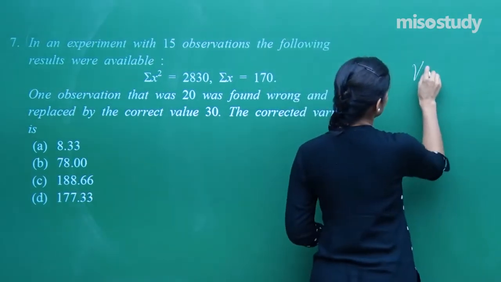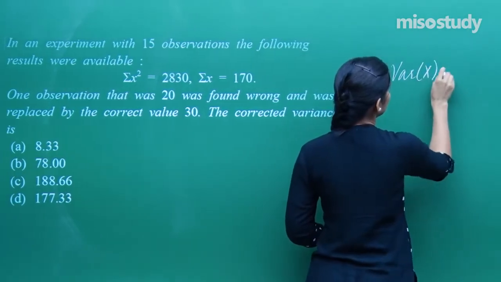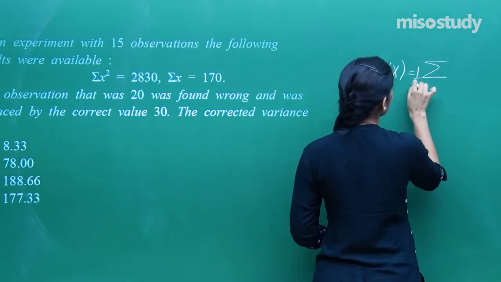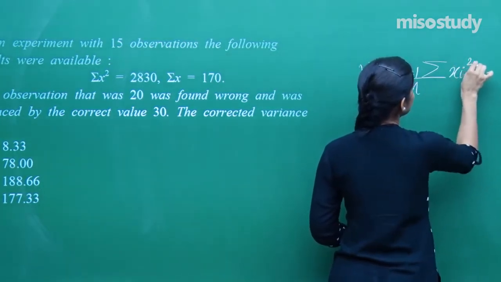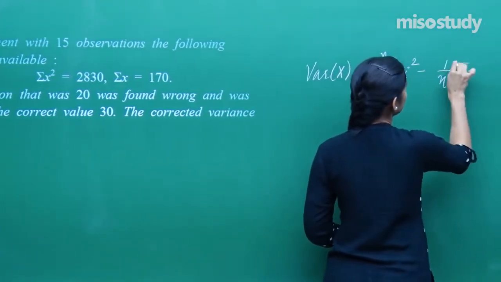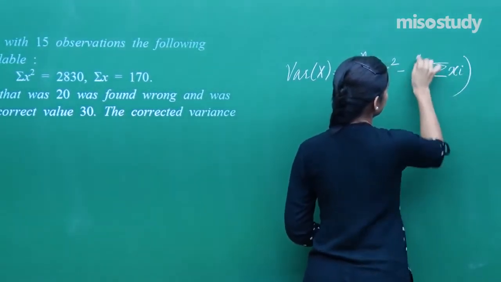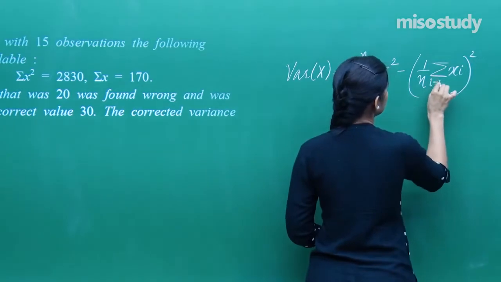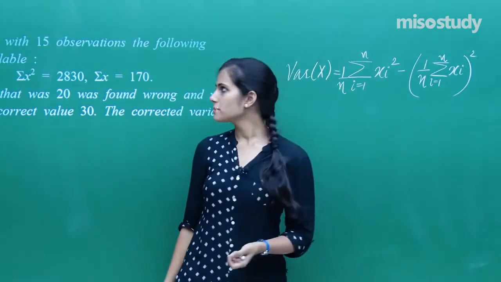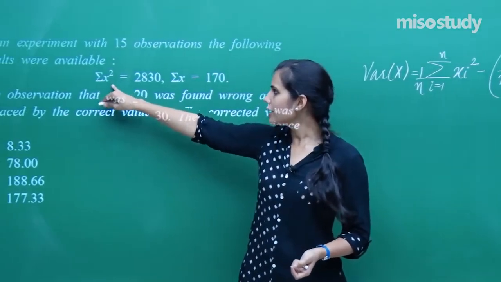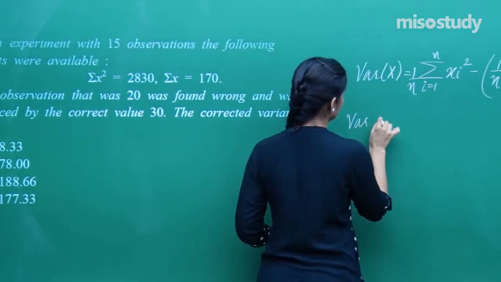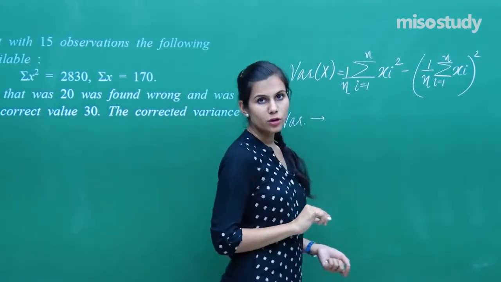Now variance is what? Variance is 1 by n summation xi square minus (1 by n summation xi) whole square. It was given that 15 observations are there and the sum of square of those observations is this. Sum of square of those observations.